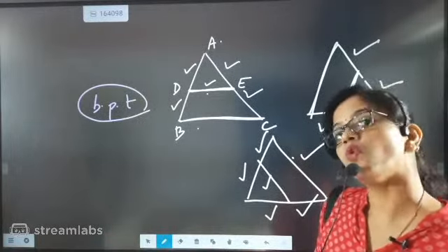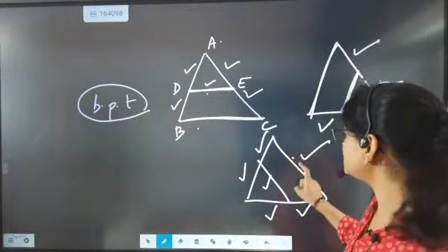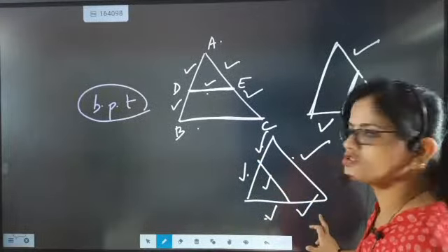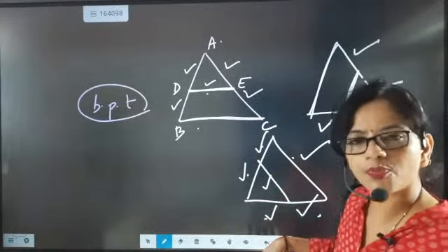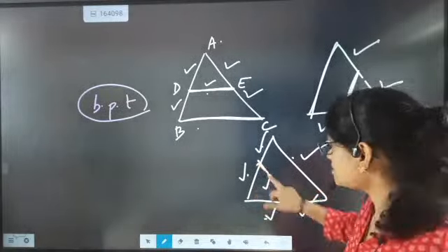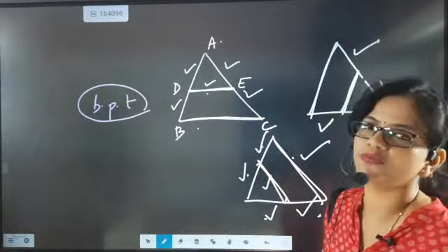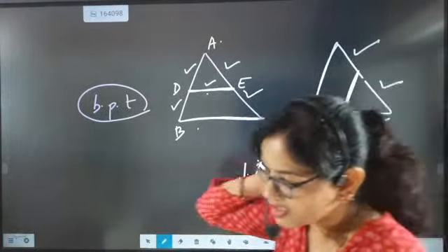Then they will say, what if this side is proportional? Then you will say, if this side is proportional, don't think too much, this is parallel to this, and that is the converse of BPT. Understood everyone? Understood everyone?